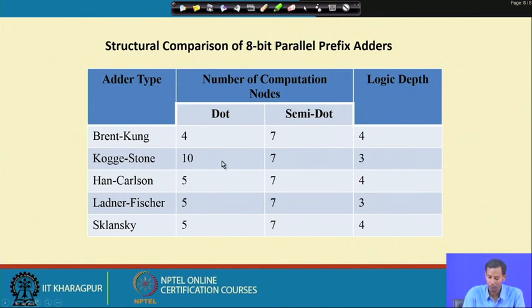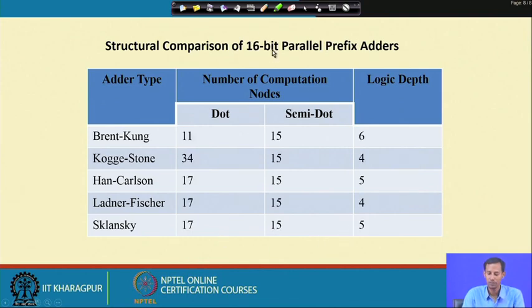For Kogge-Stone, the dots are more, and in Sklansky there are more overlaps. So, the dots are 10, semi dots are 7, and the logic depth has been reduced to 3, which means parallel computation. Then Han-Carlson is 57 with 4, Ladner-Fischer is 57 with 3, and Sklansky is 57 with 4. This is for 8 bit, and then this is for 16 bit.